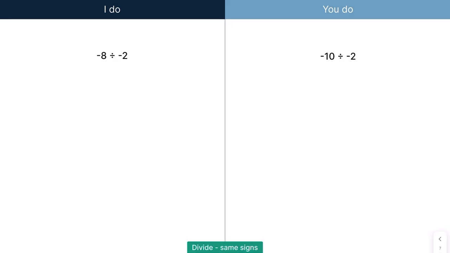So again here, we have 2 negative numbers. The signs are the same on both, so the answer is going to be positive 4. And again, hopefully you've pressed pause and had a go at this. We're dividing, so we have 10 divided by 2, and that is 5. Again, the sign is positive because when you have 2 of the same signs, it gives you a positive.